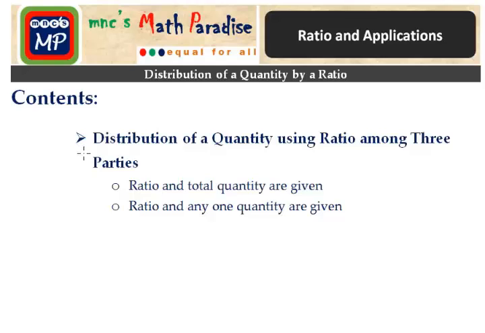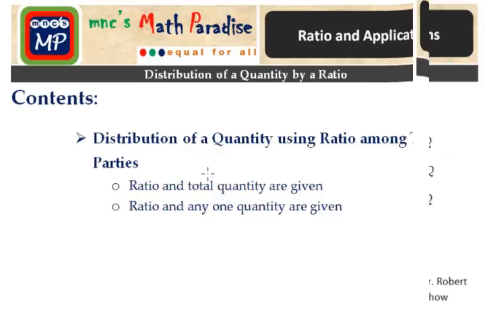Here we will learn how to distribute a quantity using ratio among three parties. We will consider two scenarios. Firstly, when the ratio and total quantity are given, then how to distribute the total quantity among these three parties. And the second scenario is when the ratio and one of the three parties' quantity are given, then how to find the total quantity and share of the other two parties.